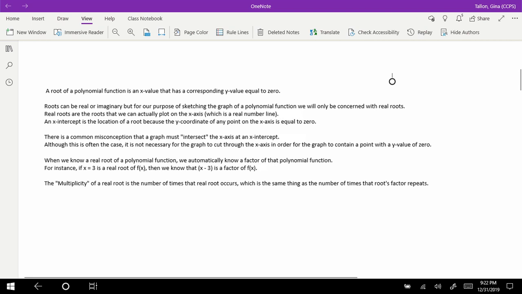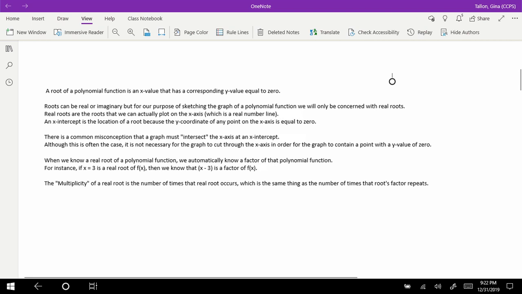An x-intercept is the location of a real root because the y-coordinate of any point on the x-axis is equal to 0. There is a common misconception that a graph must, quote, intersect the x-axis at an x-intercept. Although this is often the case, it is not necessary for the graph to cut through the x-axis in order for the graph to contain a point with a y value of 0.